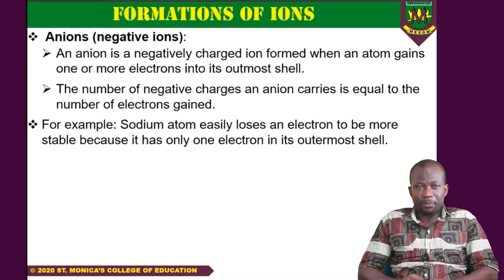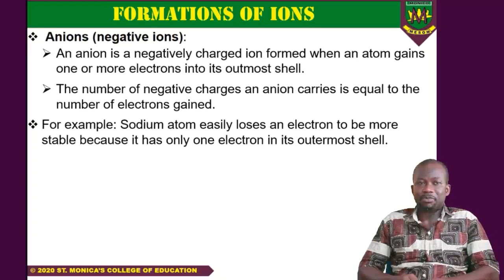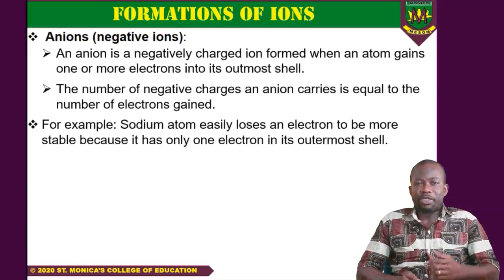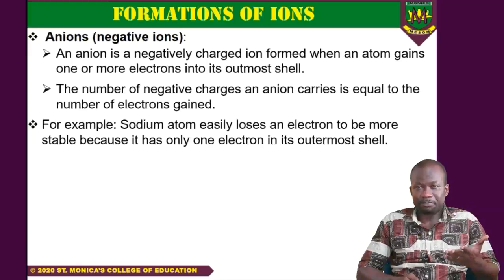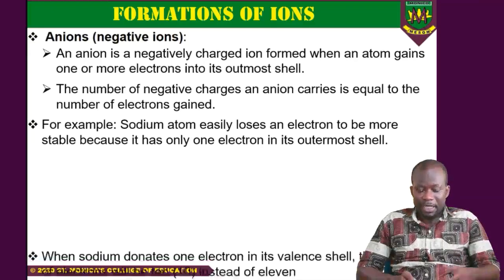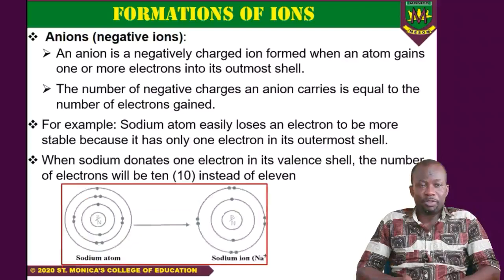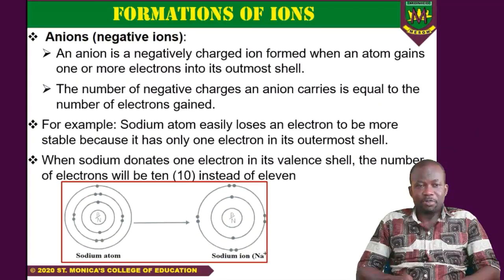And so for example, a sodium atom easily loses an electron to be more stable because it has only 1 electron in its outermost shell. This is for the cation that we mentioned. Now when sodium donates 1 electron from its valence shell, the number of electrons will be 10 instead of 11. I have explained this already. And this is a pictorial diagram that explains that. If you look at the diagram that you see on the board, you realize that this is a sodium atom, a neutral sodium atom. Its atomic number is 11.